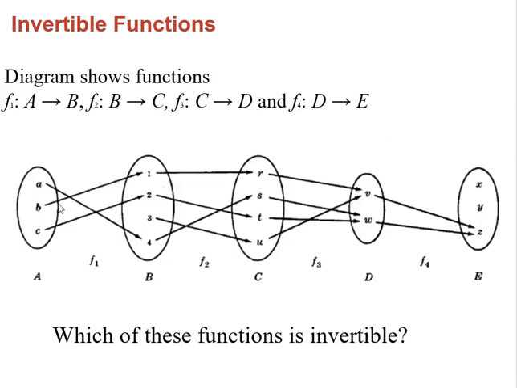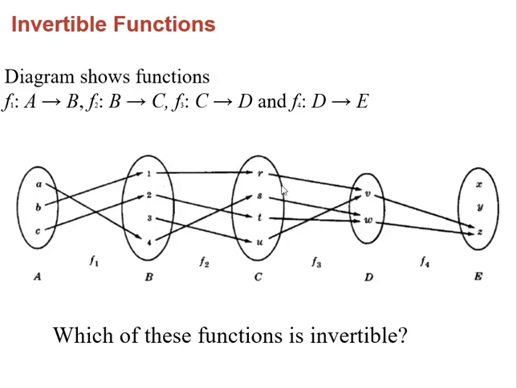You can see f1 is one-to-one. A maps to 4, B maps to 1, C maps to 2, right? But there's no mapping of 3. So it's one-to-one, but it's not onto because 3 is left over. Okay, let's look at f2 now. F2 is one-to-one. One element goes to a single element, and onto, nothing is left over. So it's one-to-one and onto. So f2 is therefore invertible.